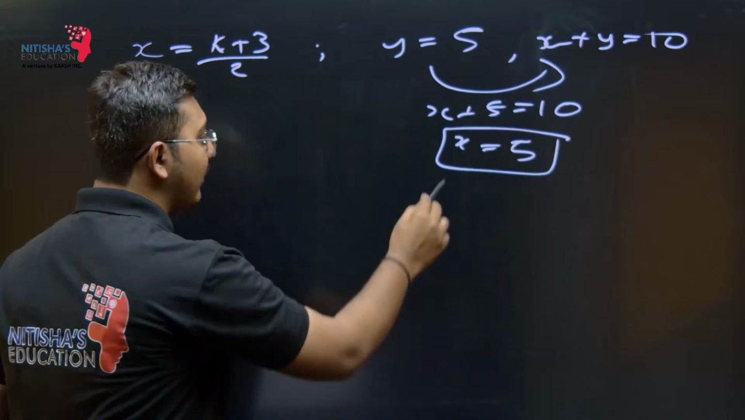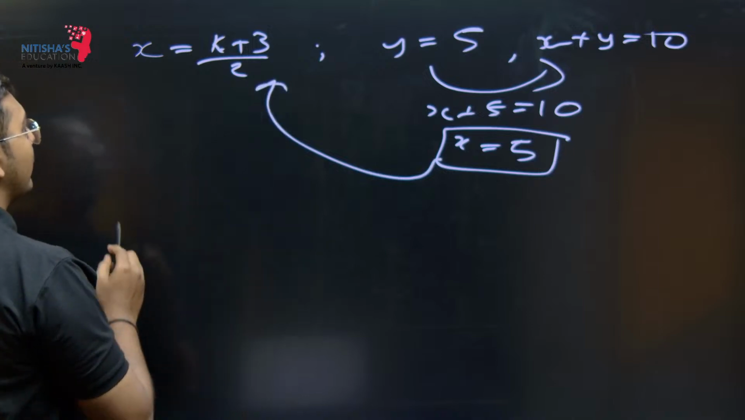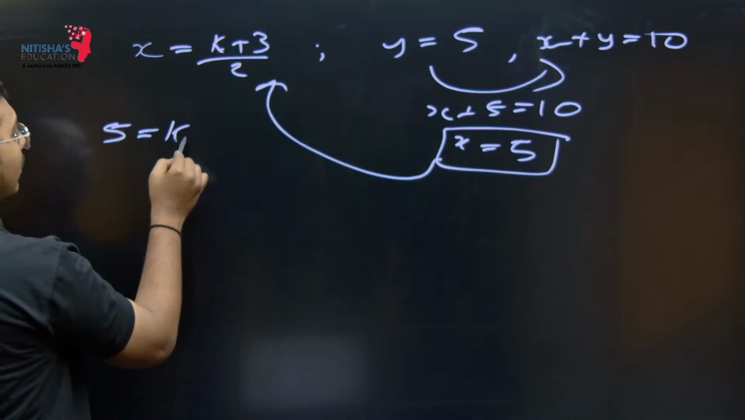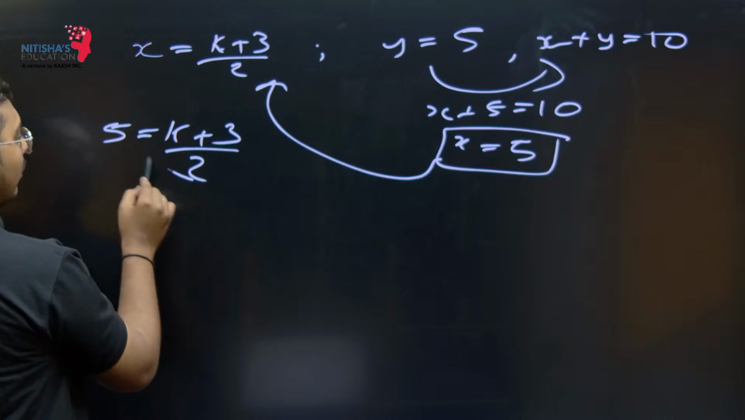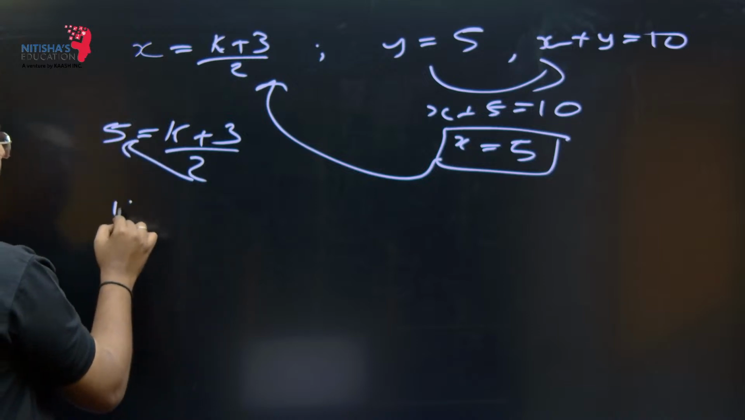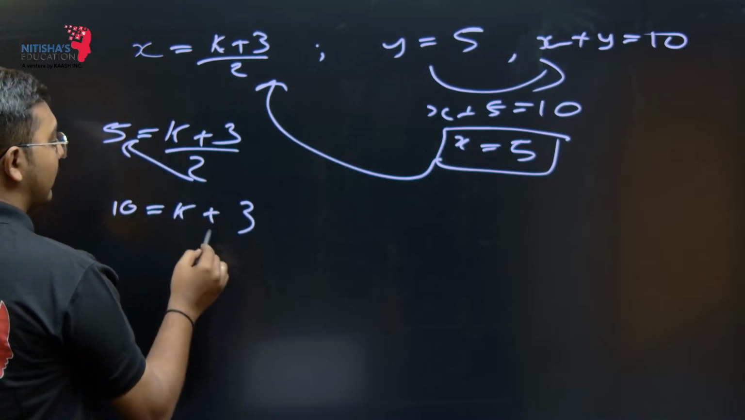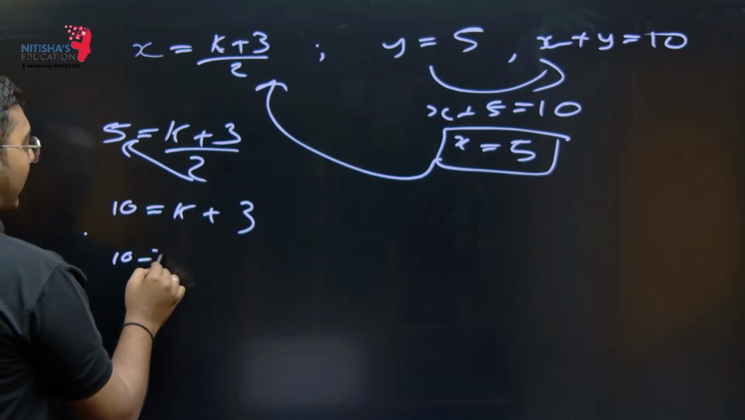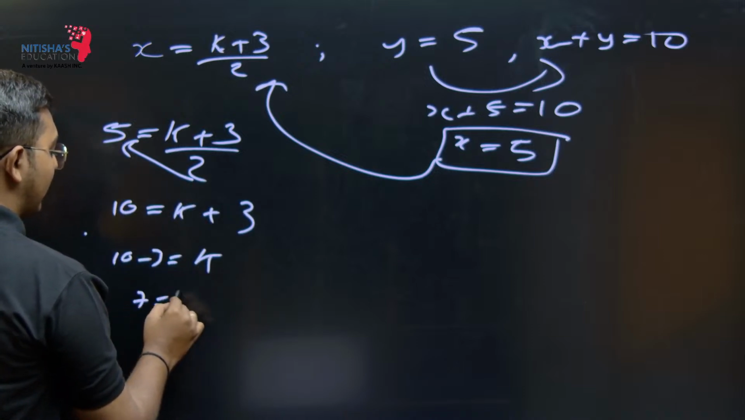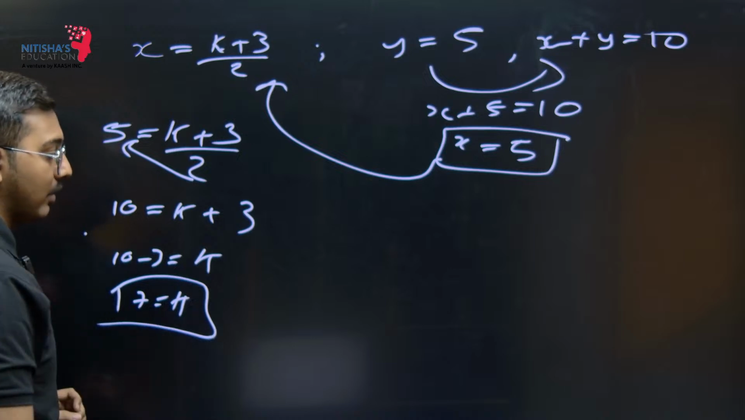Now we can use this value of x over here, which will provide us 5 is equal to k plus 3 by 2. 2 multiply with 5, so 10 is equal to k plus 3. 3 over this side: 10 minus 3 is equal to k. So 7 is equal to k.